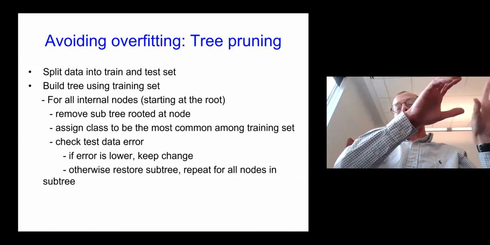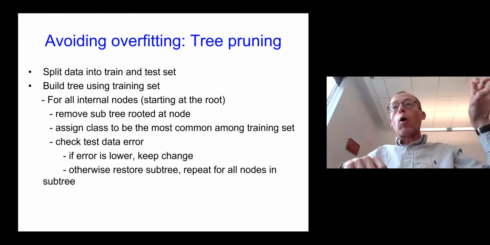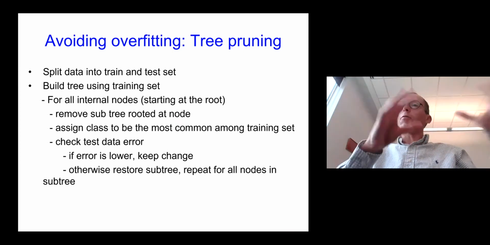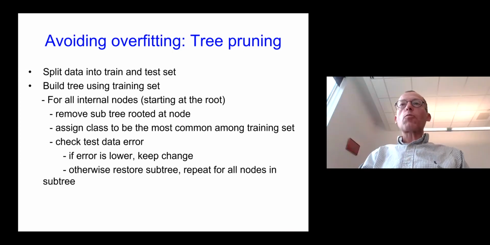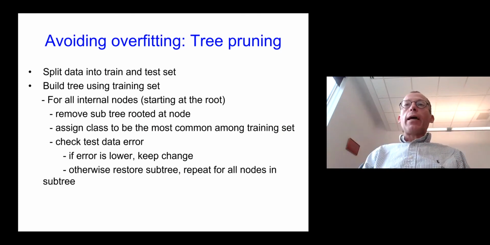And then at some stage we say, okay, this question is actually going to work worse on the test data compared to not asking this, so I'm removing this subtree. So this is called pruning, removing subsets of the tree. And it's a very useful thing to do.